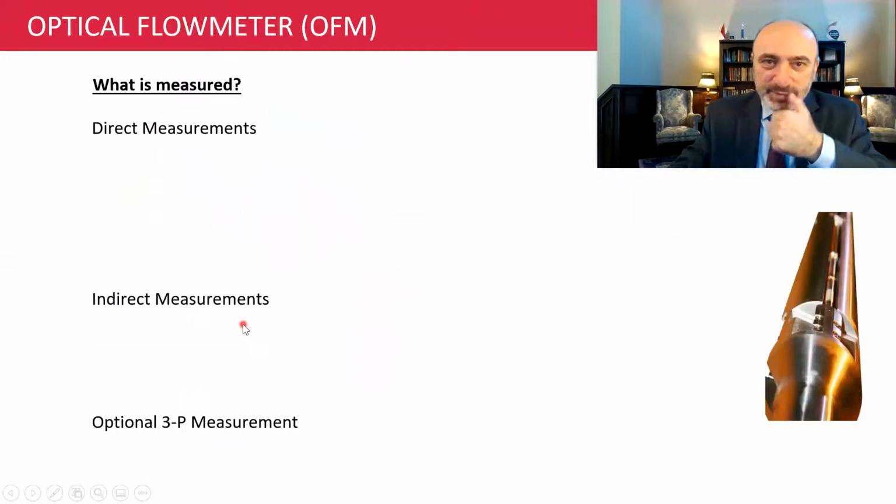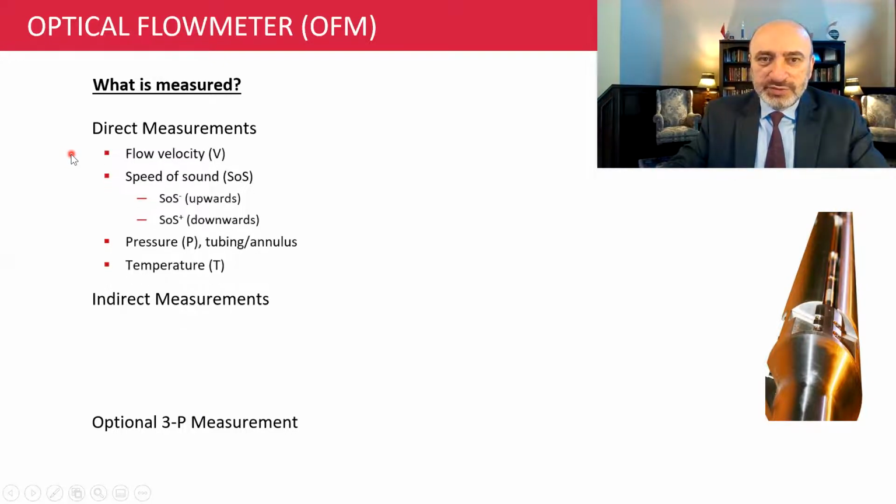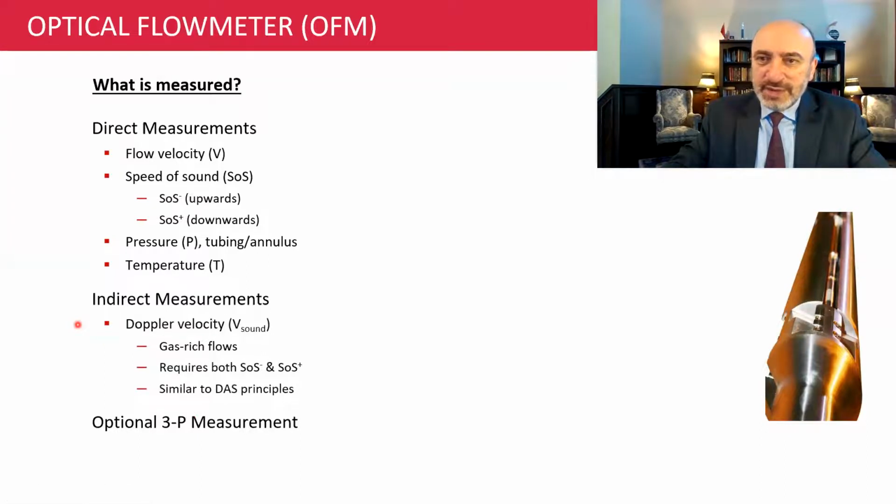So let's recap what the flow meter is measuring. There are some direct measurements of the flow meter. Those direct measurements are flow velocity, speed of sound, upwards and downwards, pressure, and temperature. There is also an indirect measurement. We call it the Doppler velocity based on sound speed.